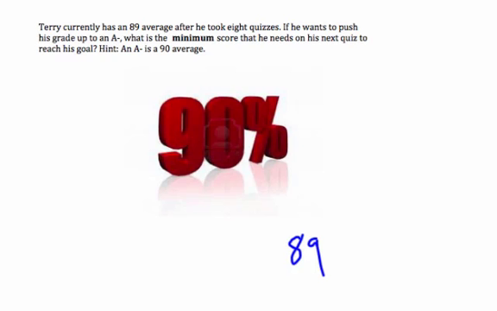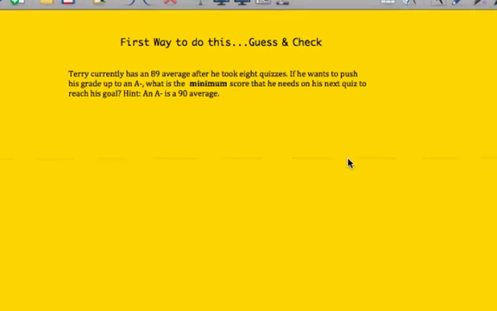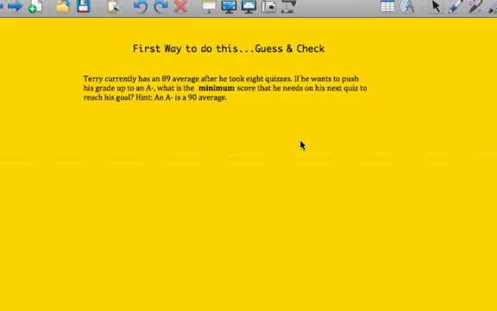So I'm going to look at a bunch of different ways. The first way I think is the way that maybe makes the most sense in terms of your problem skills and where they are right now. This one, it says to do guess and check. This is our first way.